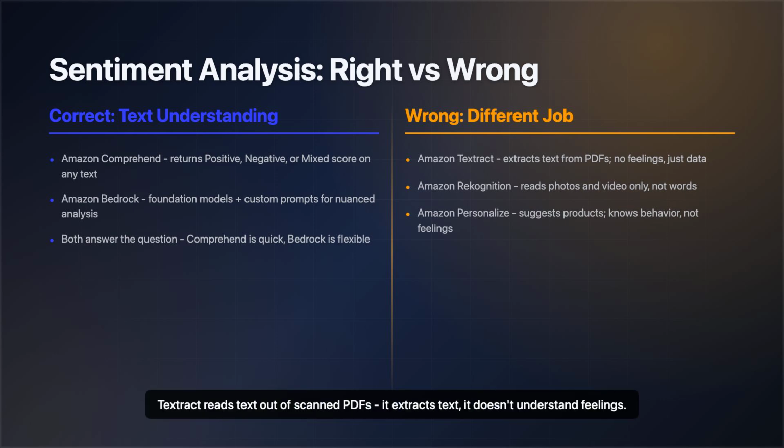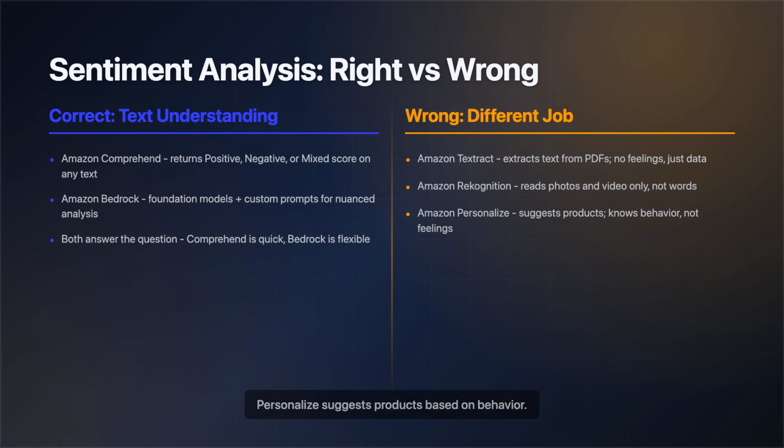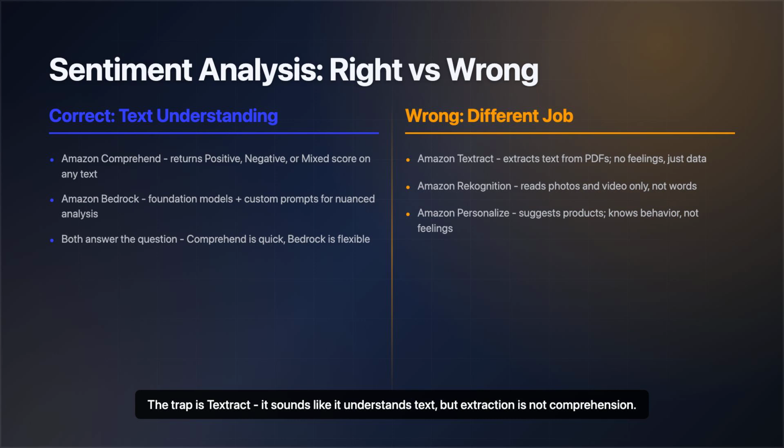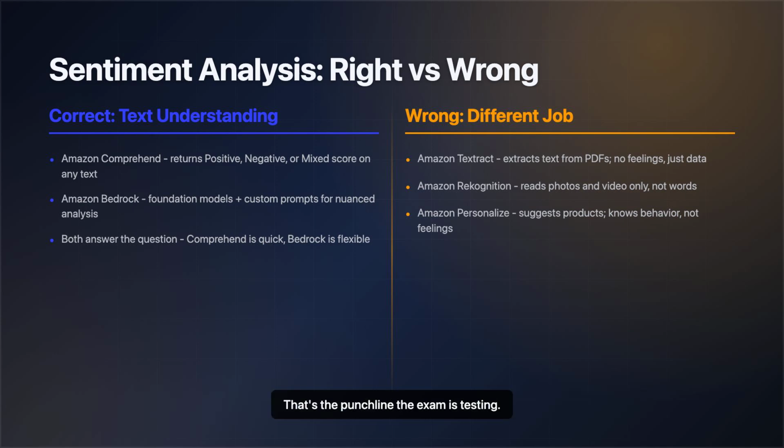Textract reads text out of scanned PDFs. It extracts text. It doesn't understand feelings. Recognition looks at photos and videos, not words. Personalize suggests products based on behavior. The trap is Textract. It sounds like it understands text, but extraction is not comprehension. That's the punchline the exam is testing.